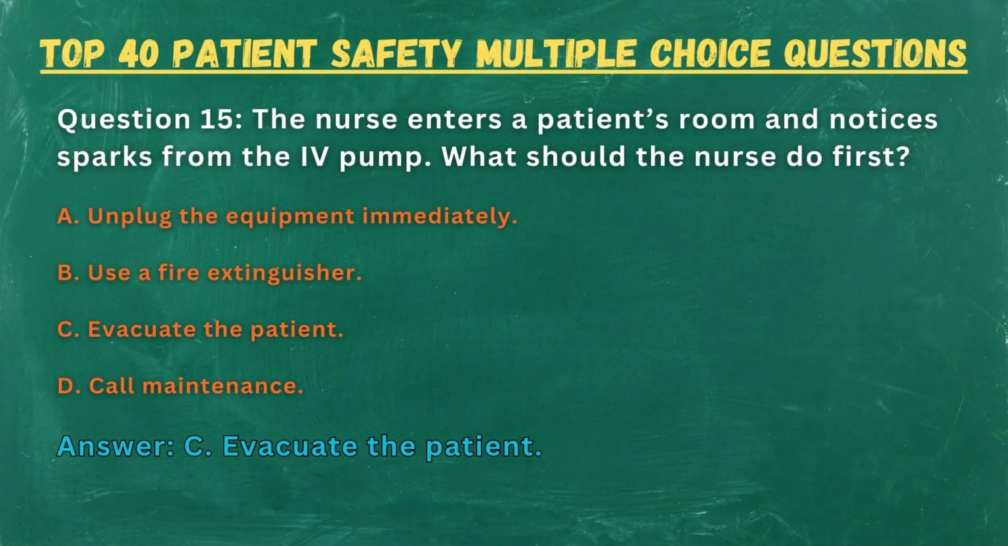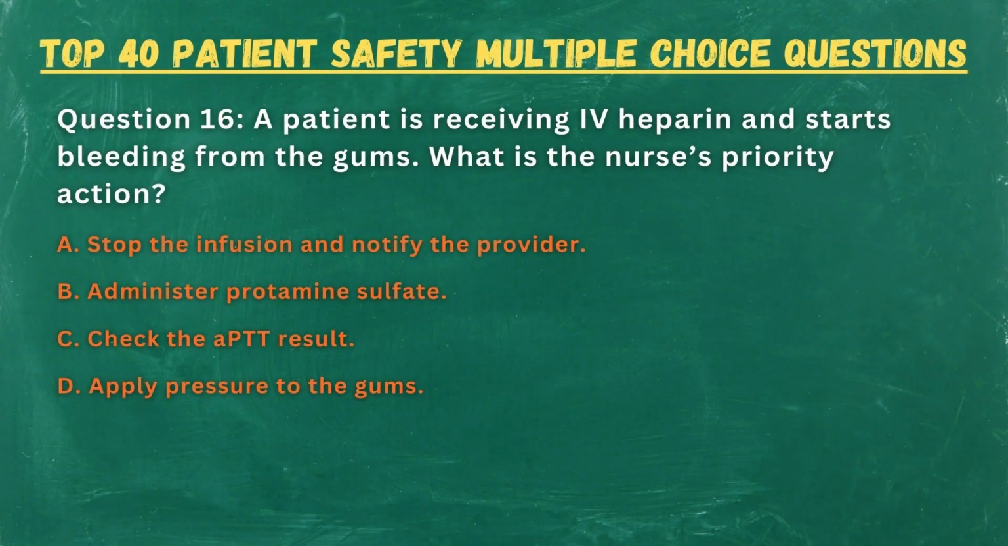Answer: C. Evacuate the patient. Question 16. A patient is receiving IV heparin and starts bleeding from the gums. What is the nurse's priority action? A. Stop the infusion and notify the provider. B. Administer protamine sulfate. C. Check the APTT result. D. Apply pressure to the gums.